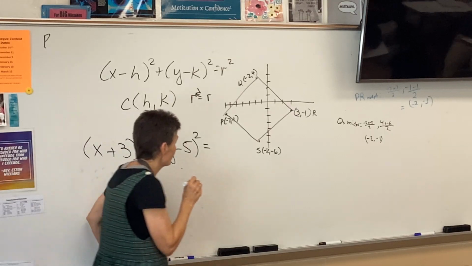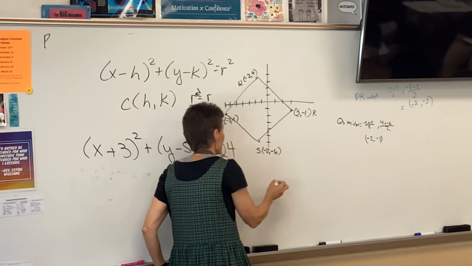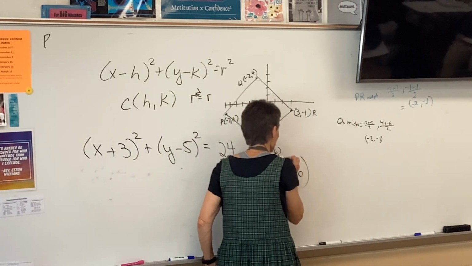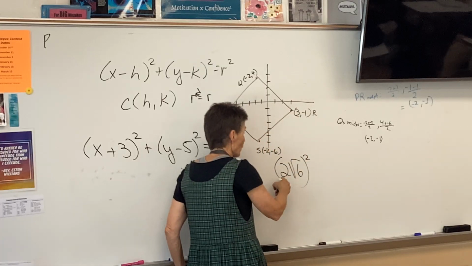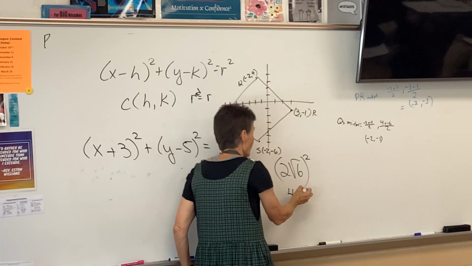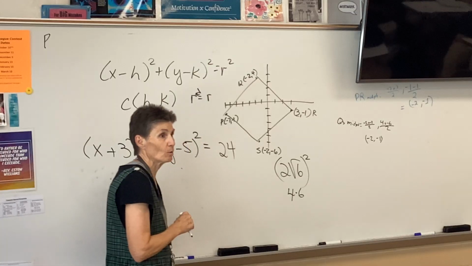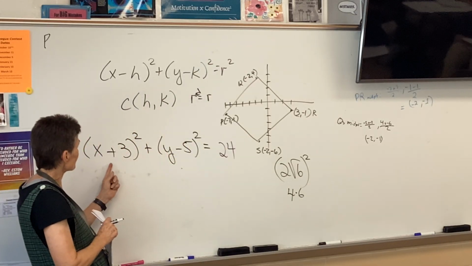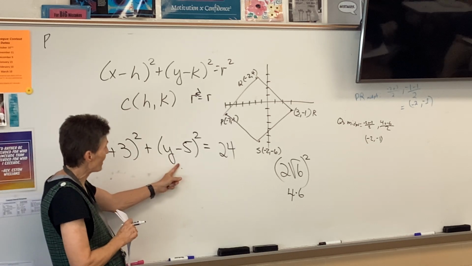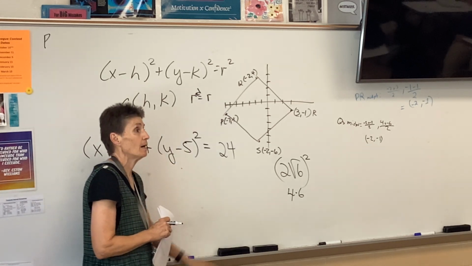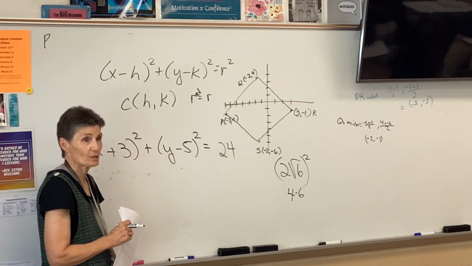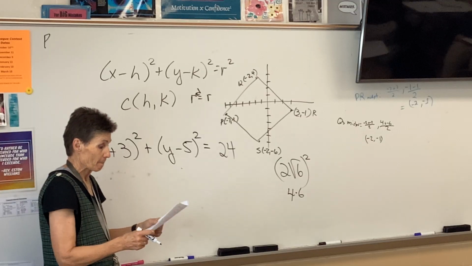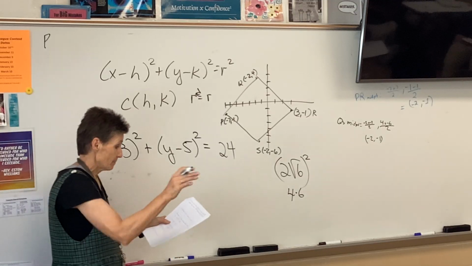Not 12. I heard somebody say 24, and that's right. So 2√6, when you square it, you've got to square 2, and you've got to square √6. So that's how we get 24. So that's the equation of your circle. It has a center at (−3, 5) and a radius of the square root of 24, which is 2√6. Right?